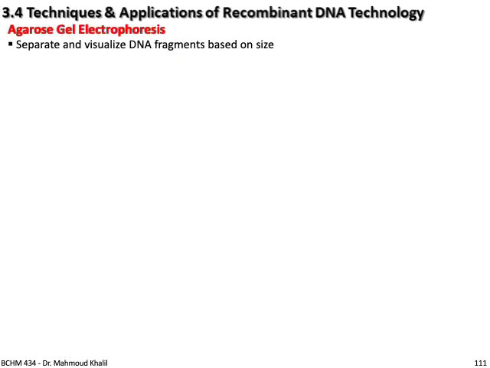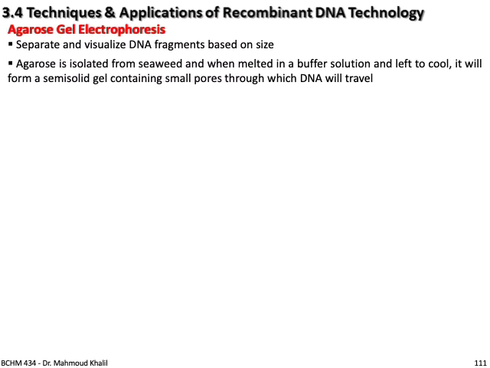First technique is agarose gel electrophoresis. I'll go fast on that because most of you are familiar with it. It actually separates and visualizes DNA fragments based on size. Agarose is a sugar isolated from seaweed, and when melted in buffer solution and left to cool, it will form a semi-solid gel containing small pores, like a mesh, through which DNA will travel.